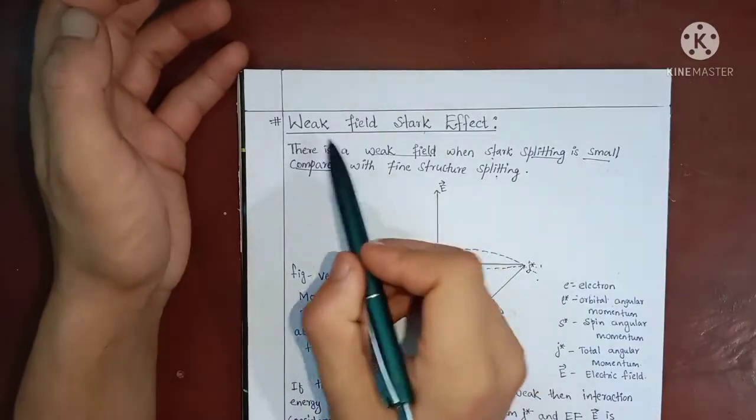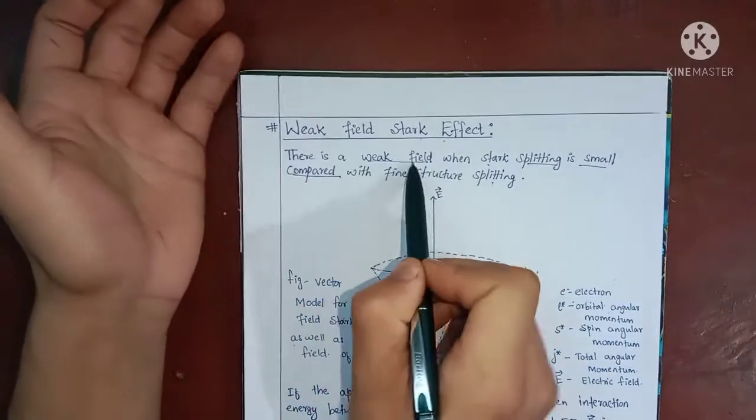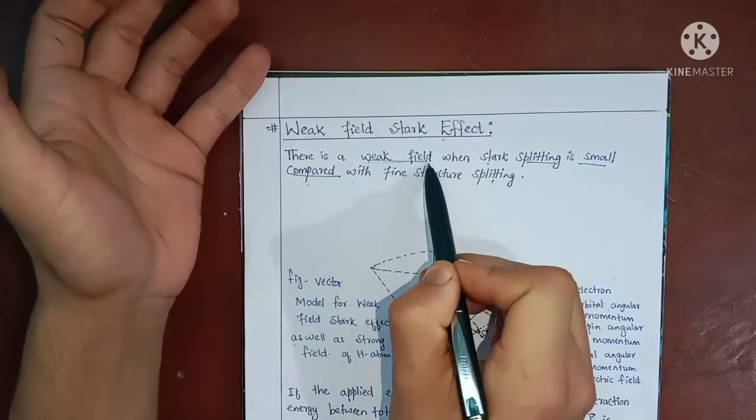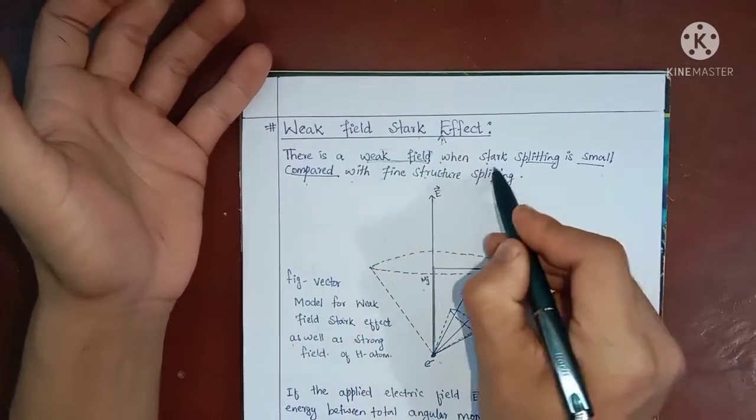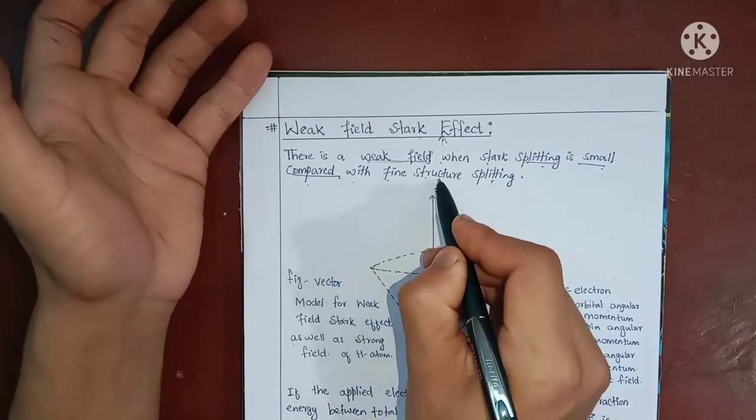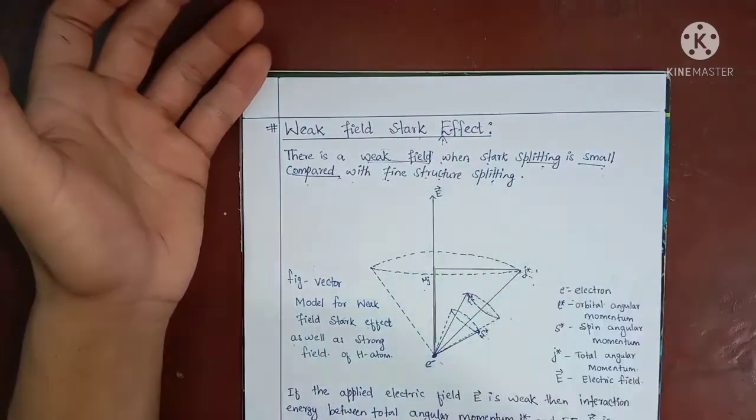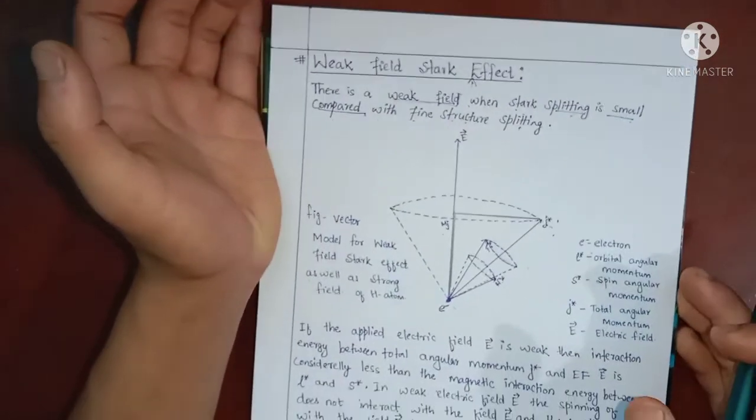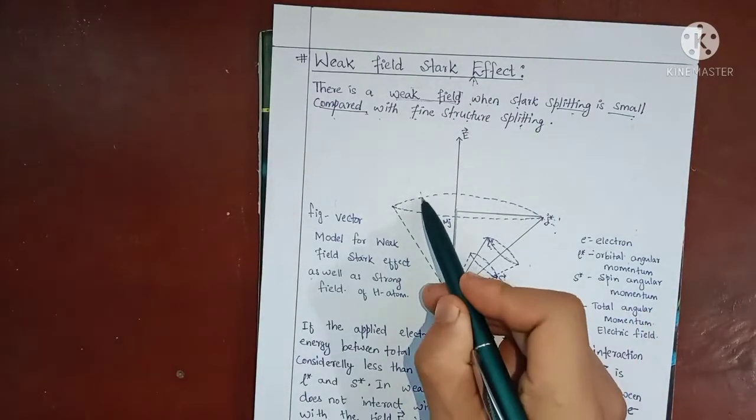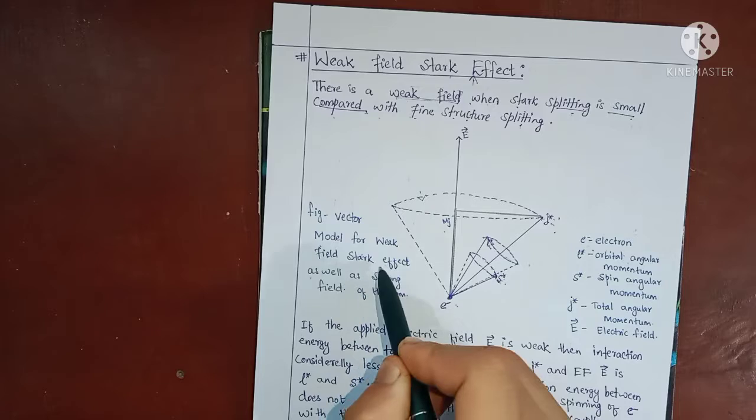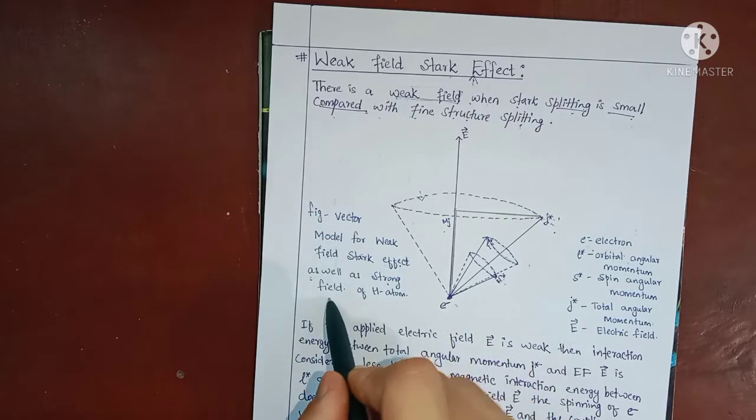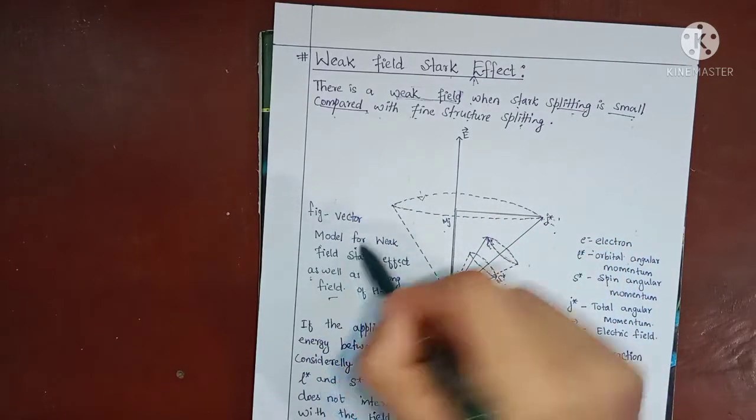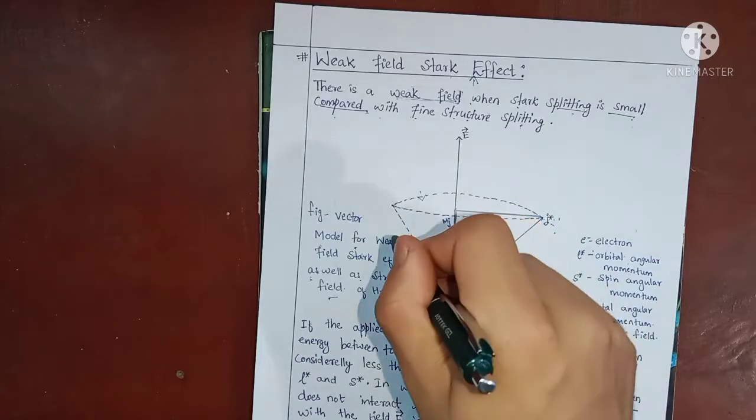So I'll discuss the weak field Stark effect. It is a weak field when the Stark splitting is small compared with the fine structure splitting. That means if there exists a weak field in the Stark effect, then the Stark splitting is small as compared with the fine structure splitting. That means those components are further divided into other components. So to know more about the weak field Stark effect, we should know about this diagram, which is the vector model for the weak field Stark effect as well as the strong field Stark effect of the hydrogen atom. This vector model diagram is applicable for the weak field, and we shall discuss the strong field Stark effect next.